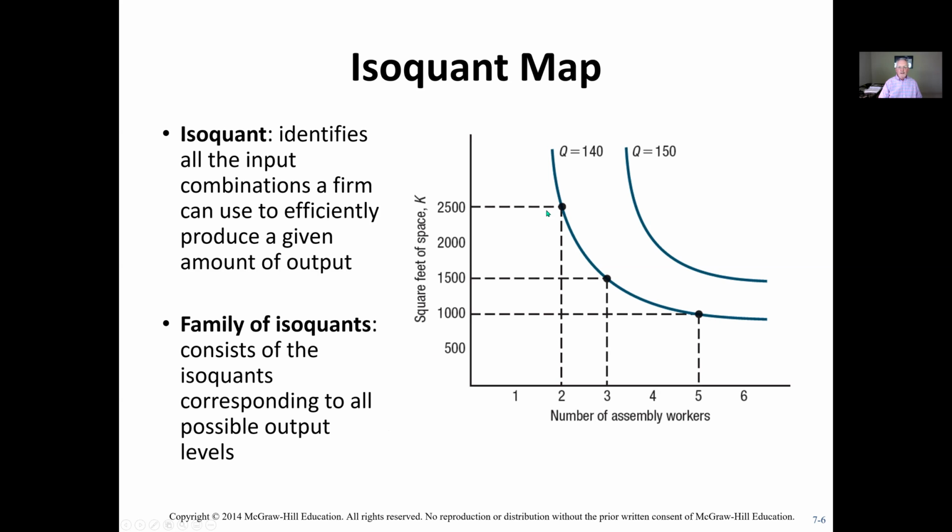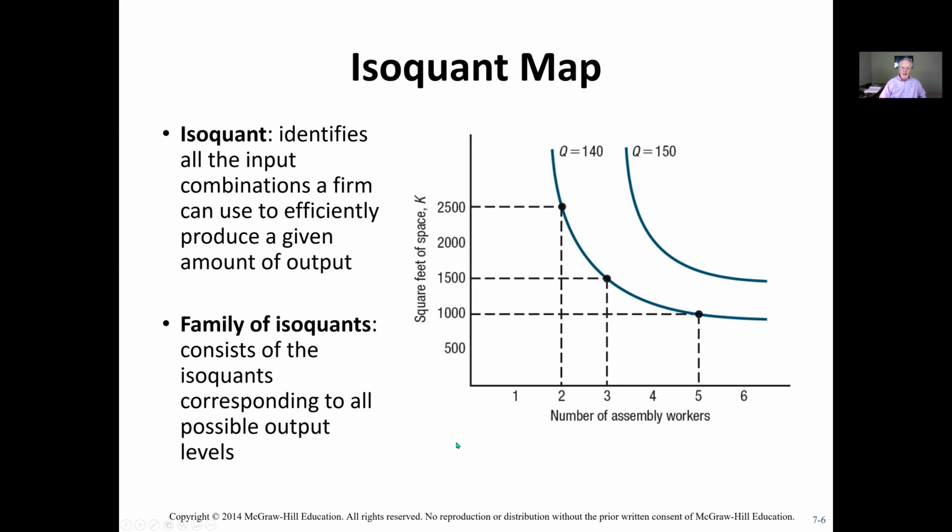So the isoquant itself identifies all input combinations that produce a given level of output. So this is the isoquant associated with Q equals 140. This is the isoquant associated with Q equals 150. And notice if we use more of both inputs, we necessarily move to a higher level of output, or to a higher isoquant. And we have a whole family of isoquants which would correspond to all possible levels of output.